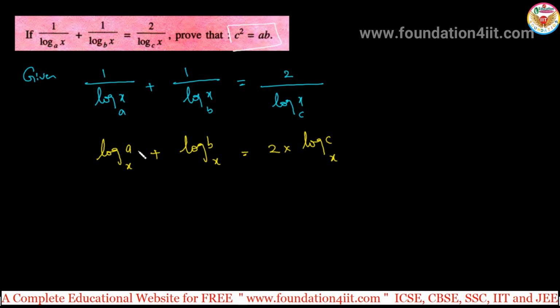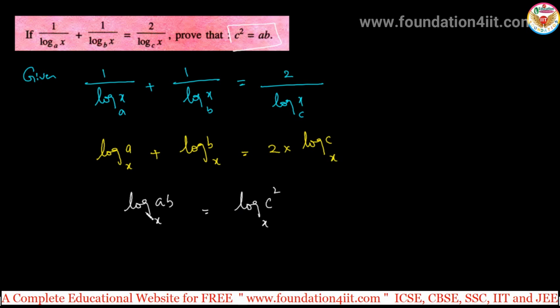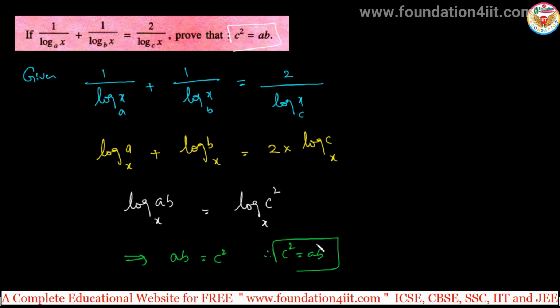Now here, log a plus log b, the same base, so log ab to the base x. Here the 2 before the log we can write as a power for c, so log c squared to the base x. Right. Then if you eliminate the log on both sides, we get ab equals c squared. So c squared is equal to ab. That is all you have to prove. So hence proved.